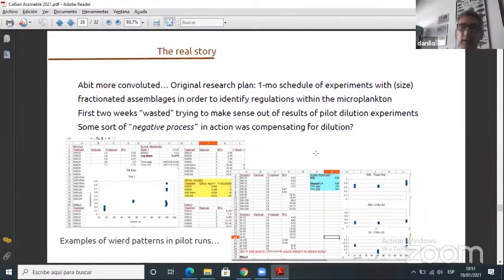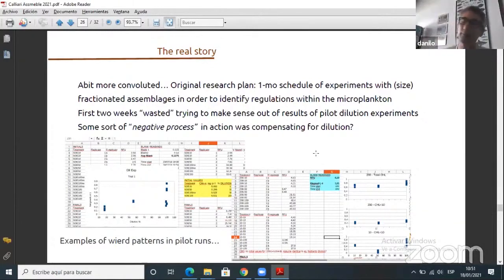What I just told is a straight story, but not the real story. The real story is more complicated. My original research plan here in this visit to Christiansø was within a one-month schedule. I had planned to run some experiments with another scope. The idea was to perform experiments with size-fractionated assemblages in order to identify regulations within the microzooplankton assemblage.